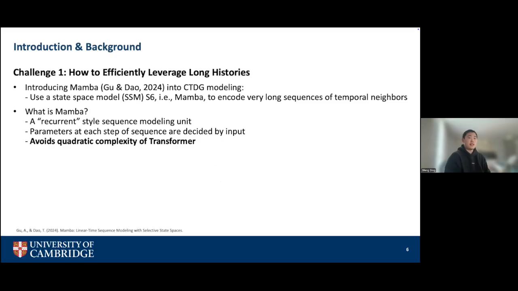The first challenge is how to efficiently leverage the long histories. We try to solve this challenge by introducing Mamba. We will use a state space model to encode very long sequences of temporal neighbors. And what is Mamba? I'm not going into a very detailed discussion about what Mamba is. Just bear in mind that it is a recurrent-style sequence model unit, and the parameters at each step of the sequence are decided by the input. And most importantly, it can help us avoid the quadratic complexity of the transformer.